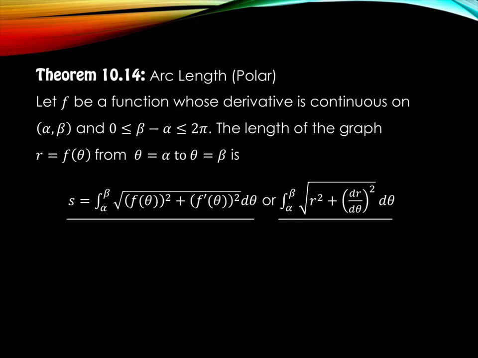The length of the graph, right? So finding the length of the edge is the arc length s equals the integral from alpha to beta of the function squared plus its derivative squared, and then square root. Another way to write this is the integral from alpha to beta of the square root of r squared plus dr d theta squared, and then d theta on the end.